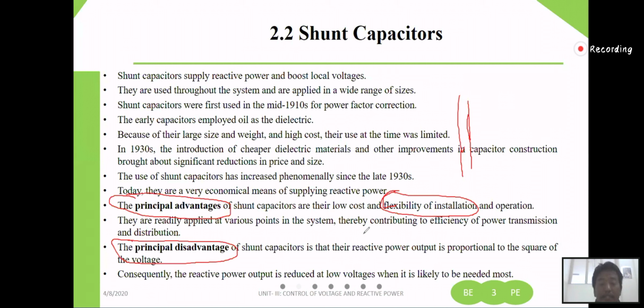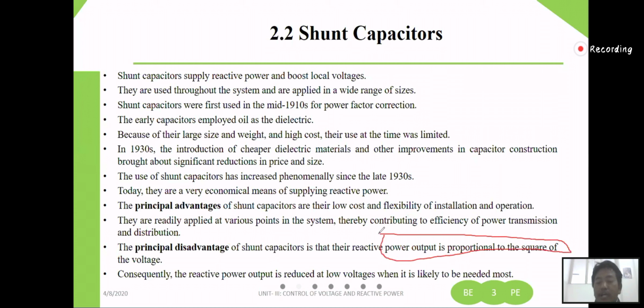But every advantage has a disadvantage. We know that if there is a pro, there will be a con. The principal disadvantage of the shunt capacitor concerns its reactive power, which is a very important thing here. Their reactive power output is proportional to the square of the voltage. This is very important. Let's say reactive power Q is directly proportional to the square of the voltage.